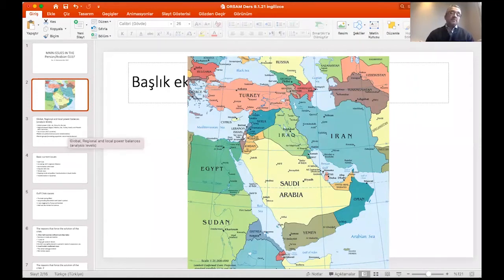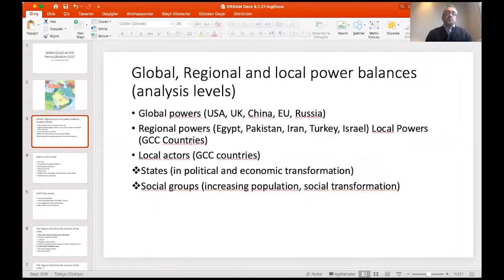But before that, we should introduce a methodological approach about how to analyze the events in the region. We should look at the region at some levels of analysis: global level, regional level, local level, and state level and social groups level.